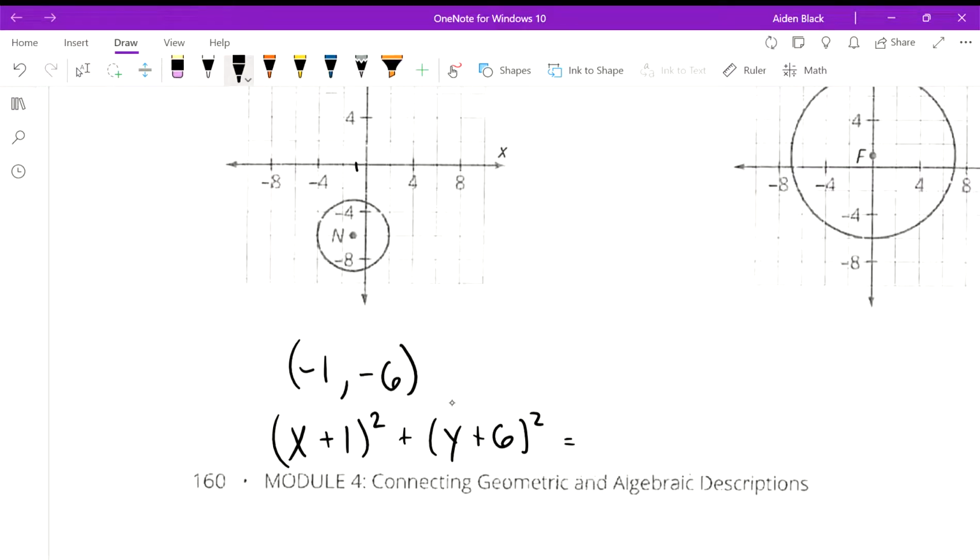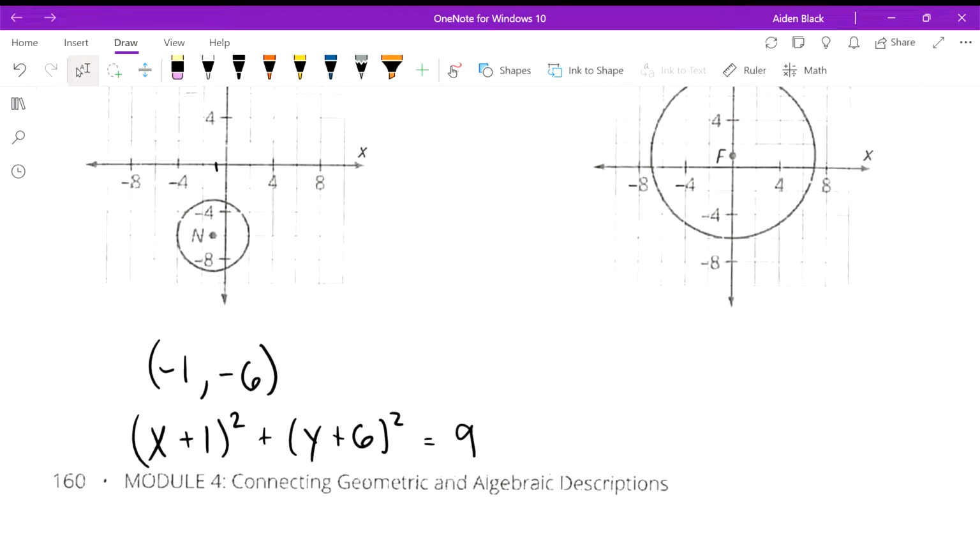What's our radius here? We know these go by 2's. 2, 4, 6, and so on. So half of 1 is just 1. So 1, 2, 3. So our radius is 3. So we should have 9 as radius squared.